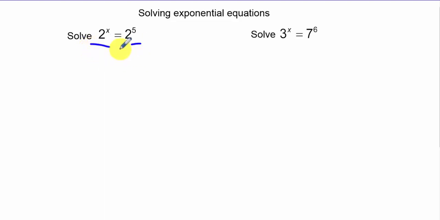All right, so we're going to solve some exponential equations, and not meaning to insult anybody's intelligence, but what can you glean from this fact? If 2 to the x is equal to 2 to the 5th, what does x have to be? Well, obviously it's got to be 5, because if the bases are the same, then the powers have to be equal.